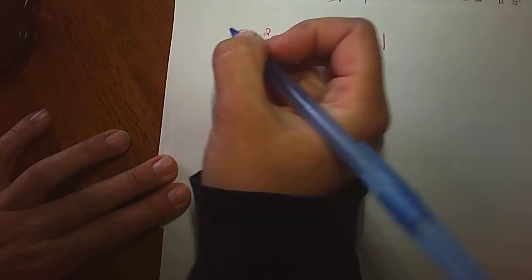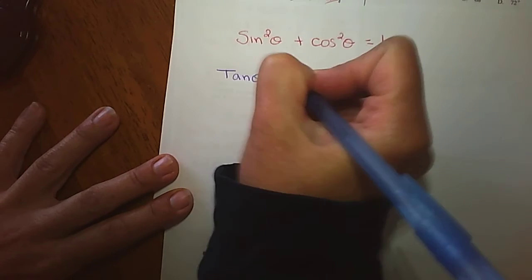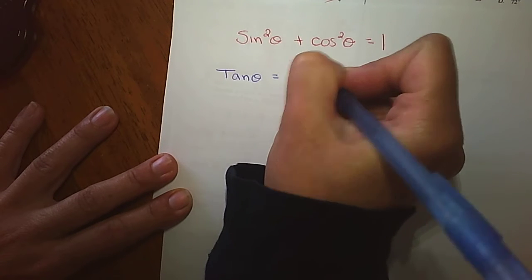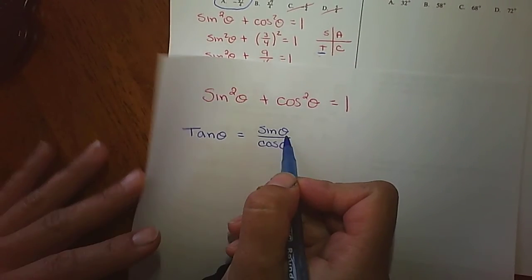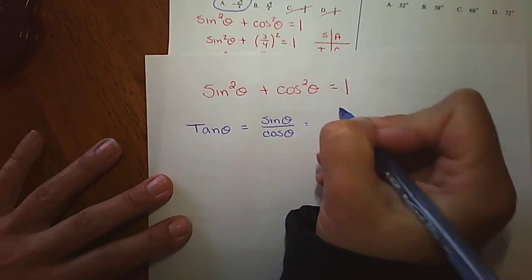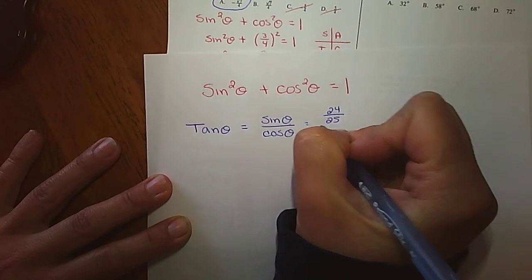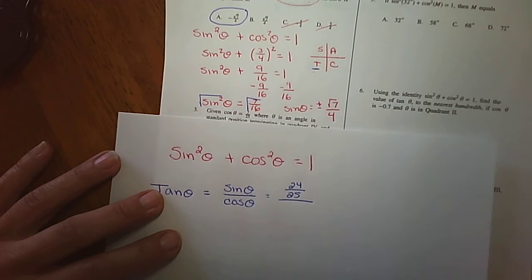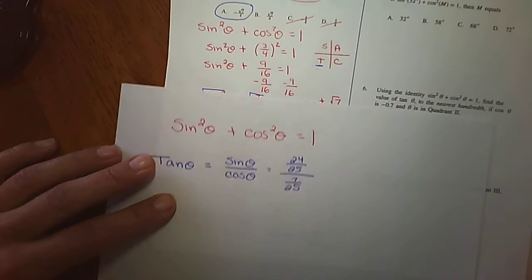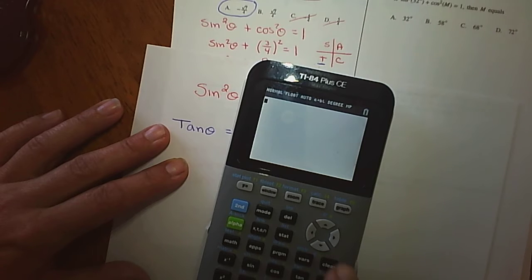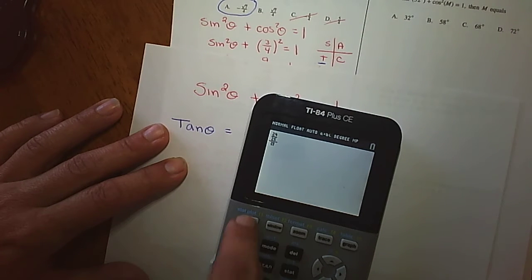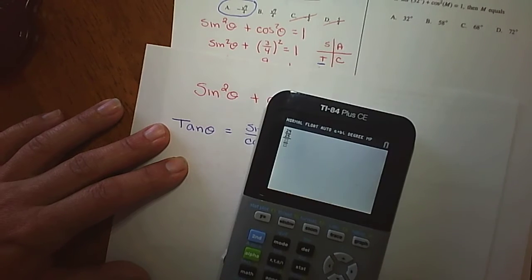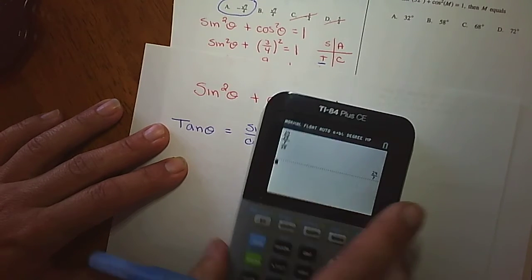Now we talked about this last time. Tangent is equal to sine over cosine. All right, so now sine is 24/25. Cosine was given, and that's 7/25. So we can put that in our calculators. We're going to do a fraction on top of a fraction. So that's 24/25 on top, and another fraction button on the bottom, which is 7 over 25. Hit enter. We get 24 over 7.